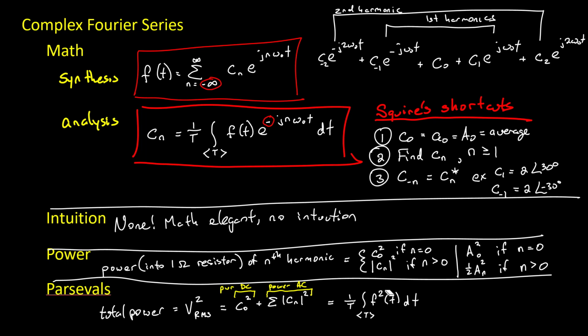You'll recognize this is the square of our function. If we take its integral and divide by the time period, this is the mean of the square. And so if we took its square root, the root of the mean of the square, we'd end up with the root mean square, the VRMS value. So this is by definition the total power, and then this is summing up the individual powers. And that's what Parseval's is saying: this integral is equal to this sum.